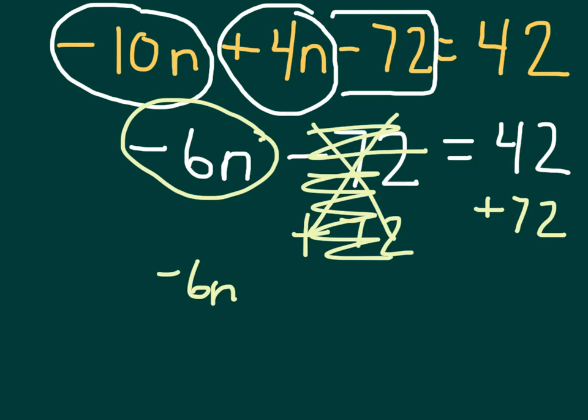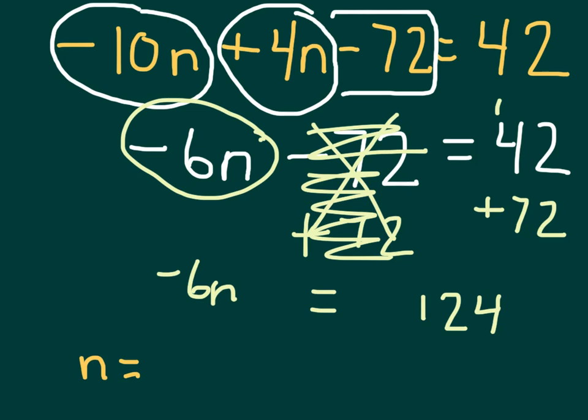Now it's 0. Negative 6n is equal to, well, whatever 42 plus 72 is. That would be 2 plus 2 is 4. Carry the 1. 1 plus 4 is 5, plus 7 is 12. Negative 6n is equal to 124. What we want to solve for eventually, boys and girls, is n.